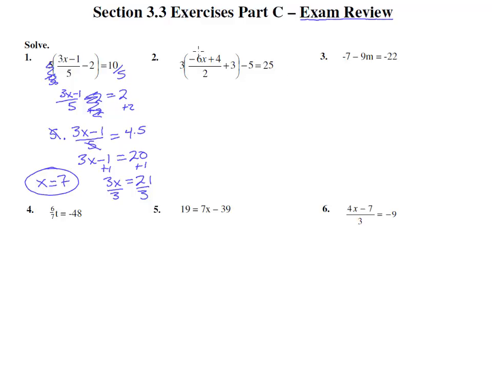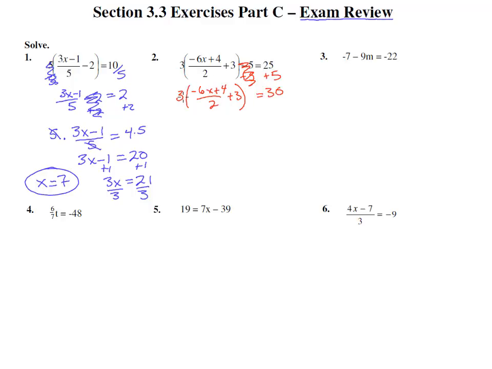This has x times negative 6 plus 4, all divided by 2. That result is added to 3, and then that whole answer is timesing by 3. And then one more step, a subtract 5. So let's go in reverse order and add 5 to both sides. And it will immediately undo that last step. We'll get 3, big parentheses, (negative 6x plus 4)/2 plus 3, equals 30.